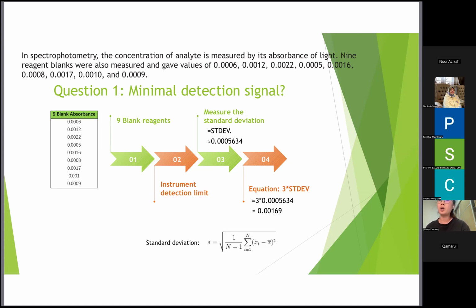So next step, we will measure the standard deviation, and we can use the equation of the standard deviation, which is at the bottom of the screen, and we can also use Excel to calculate. Just type in equal STDEV, and the result comes out automatically. It's approximately 0.0005634.